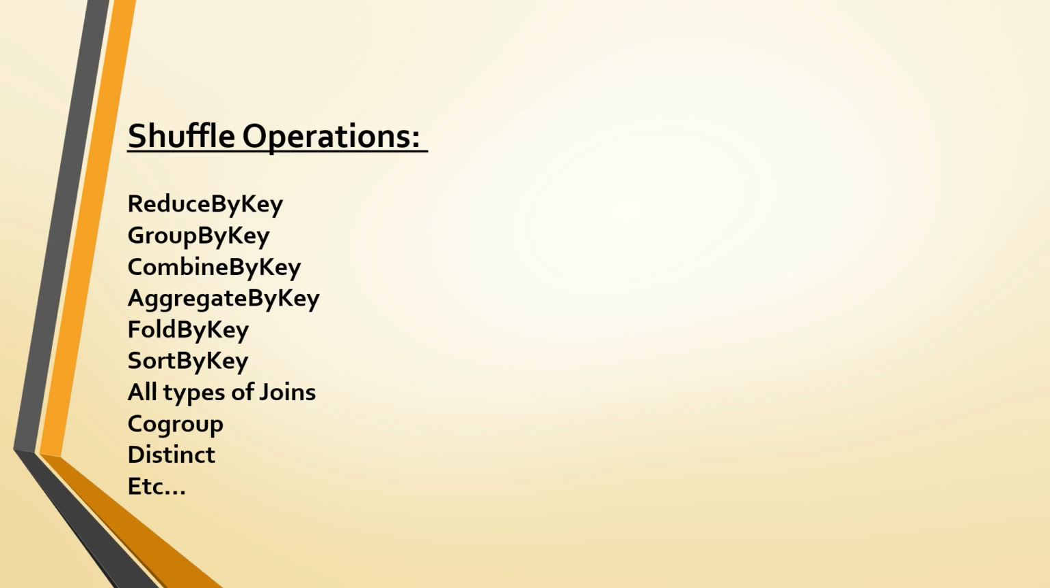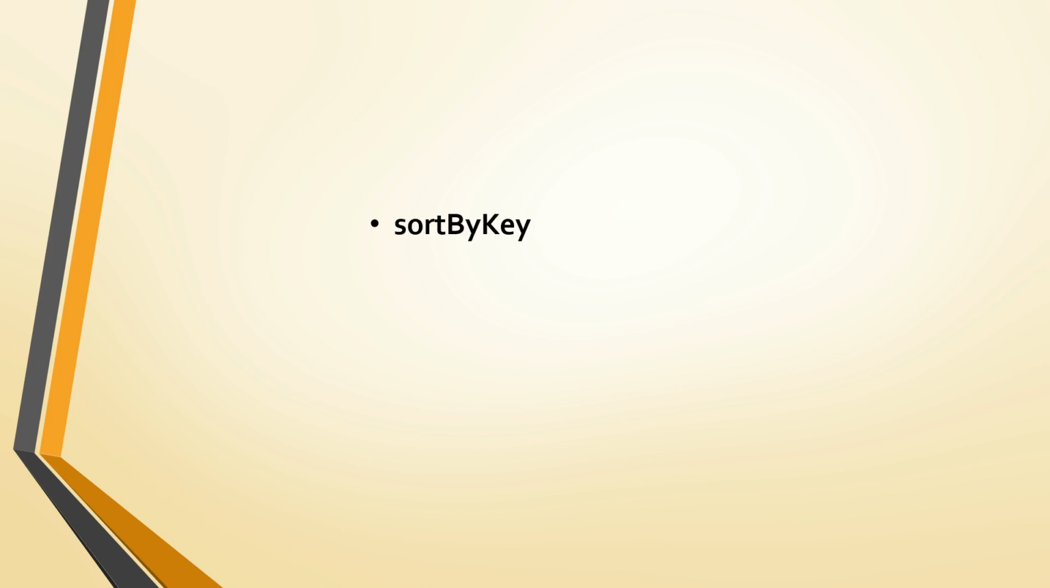In the shuffle operation series, we have been learning about reduceByKey, groupByKey, combineByKey, aggregateByKey and foldByKey. So today let's see how sortByKey works.